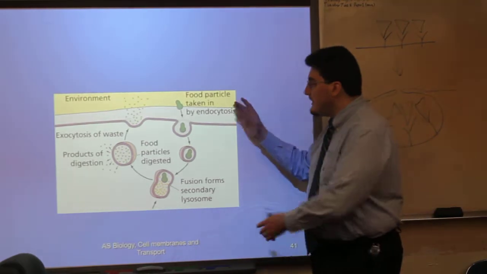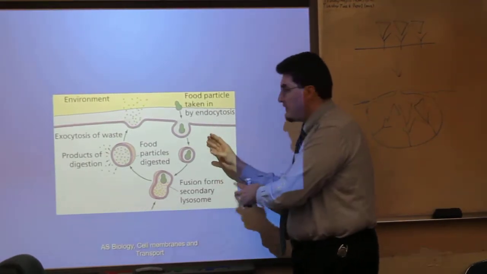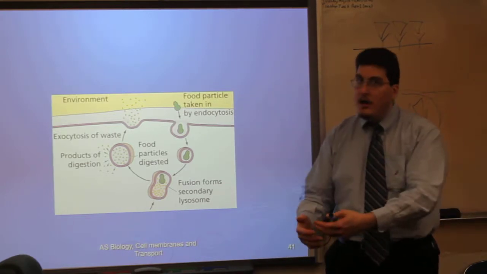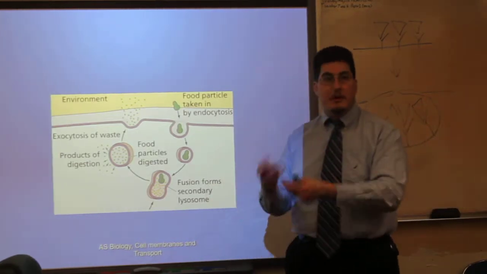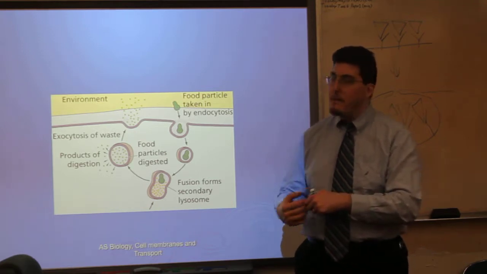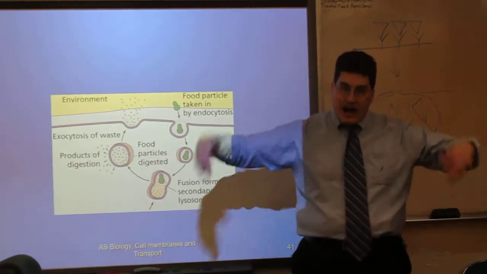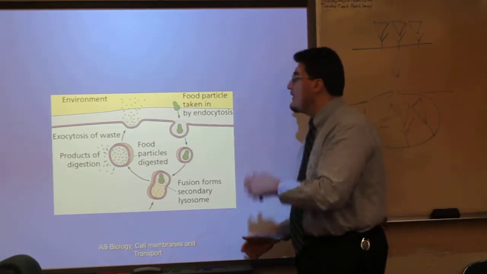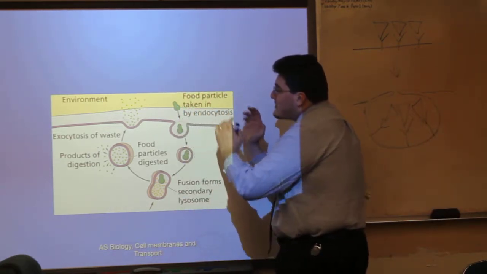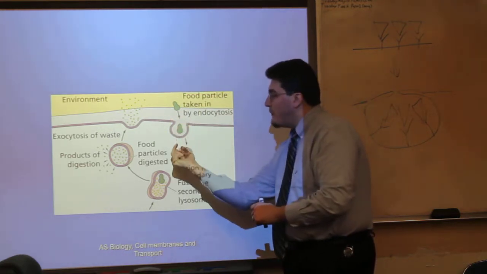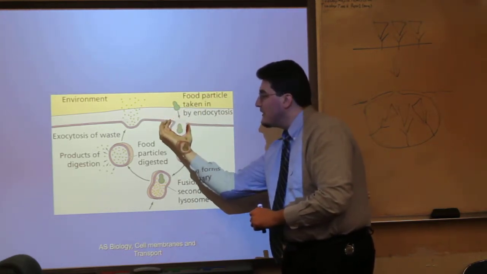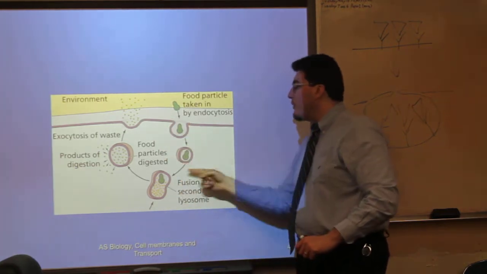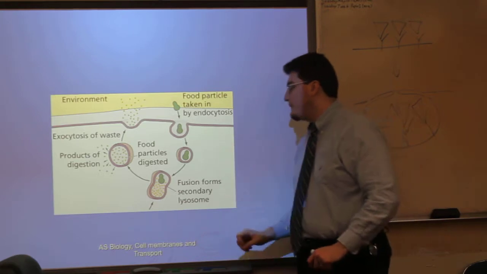A food particle is taken in by endocytosis. Whether this food particle is just a bunch of fluid, or particular things attached to the receptors on the cell surface membrane, or an entire bacterial cell, it does not matter what that food particle is. An invagination in the cell surface opens up, so we have this particle being engulfed. That will pinch off, forming an endocytotic vesicle.